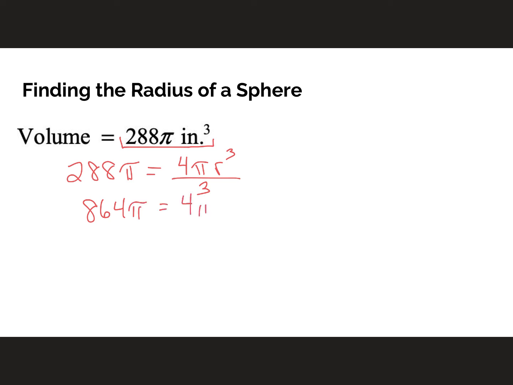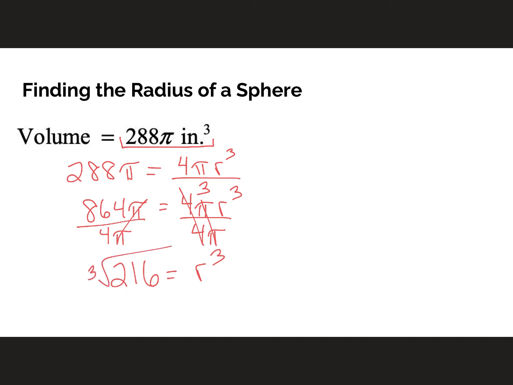864 pi equals 4 times pi times our radius cubed. Now I'm going to divide both sides by 4 pi. The pi's are just going to cancel on both sides. Here the 4's cancel. Leaves me with my r cubed. 864 divided by 4 gives me 216. And the cube root of 216 is 6. You're going to use your calculator for this. So 6 equals r. Not that bad.